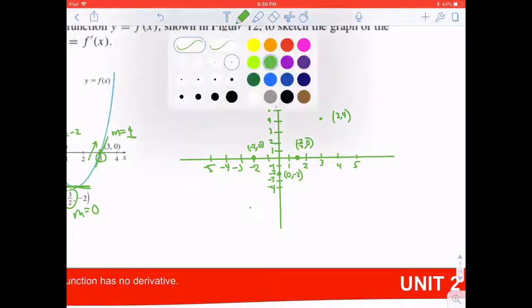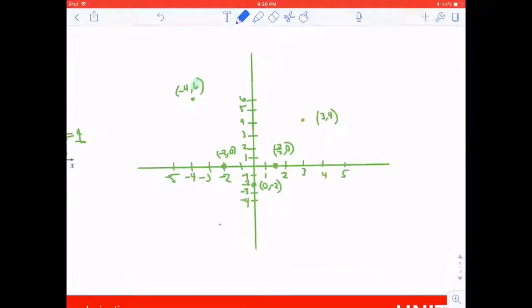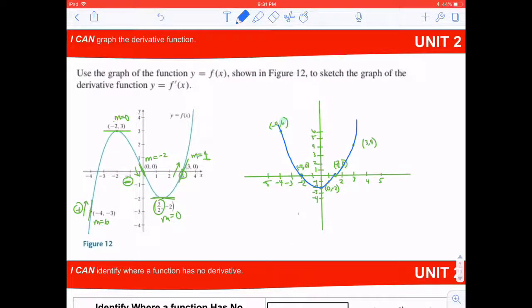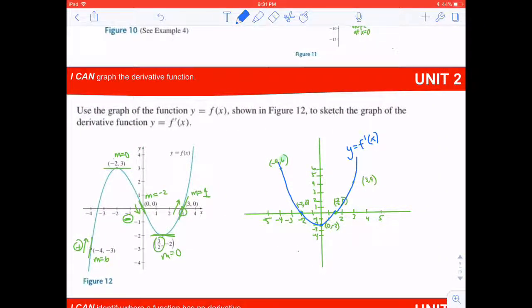So together, I'm going to go ahead and connect the dots to this function. And we're going to take a look at what we created here. Just by connecting each of these slopes, that is going to be the derivative of the function f of x here. So this is now the graph y is equal to f prime of x, where this was f of x here.